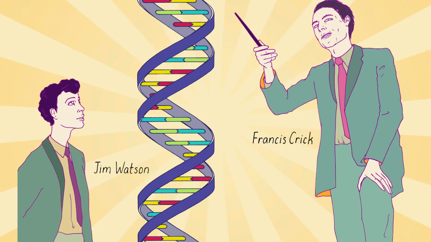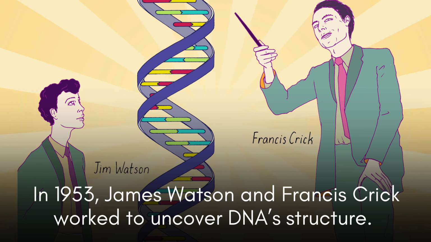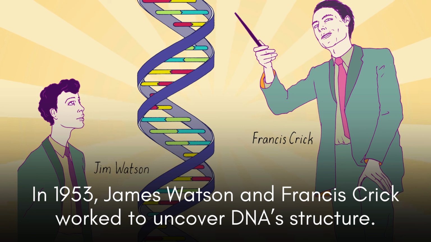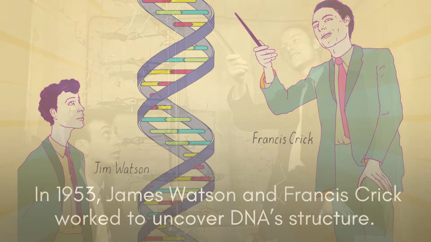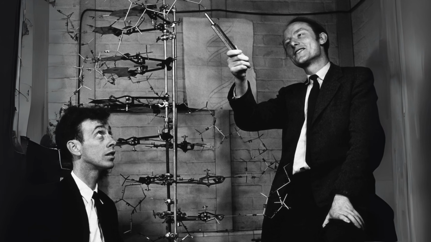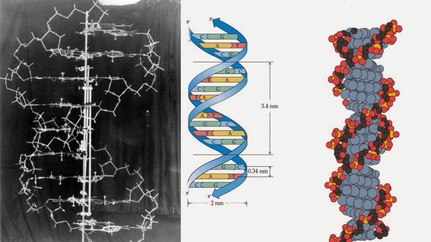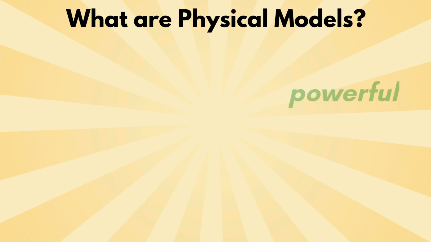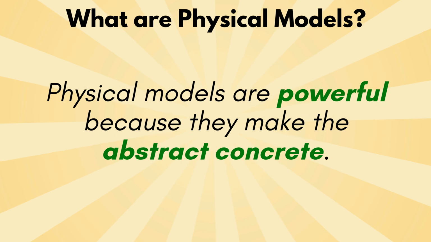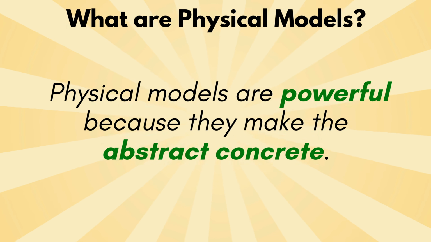One famous story comes from 1953, when James Watson and Francis Crick were trying to figure out the structure of DNA. They built a physical paper and wire model, testing how the bases might pair. That model turned an idea into a convincing structure. Physical models are powerful because they make the abstract concrete.